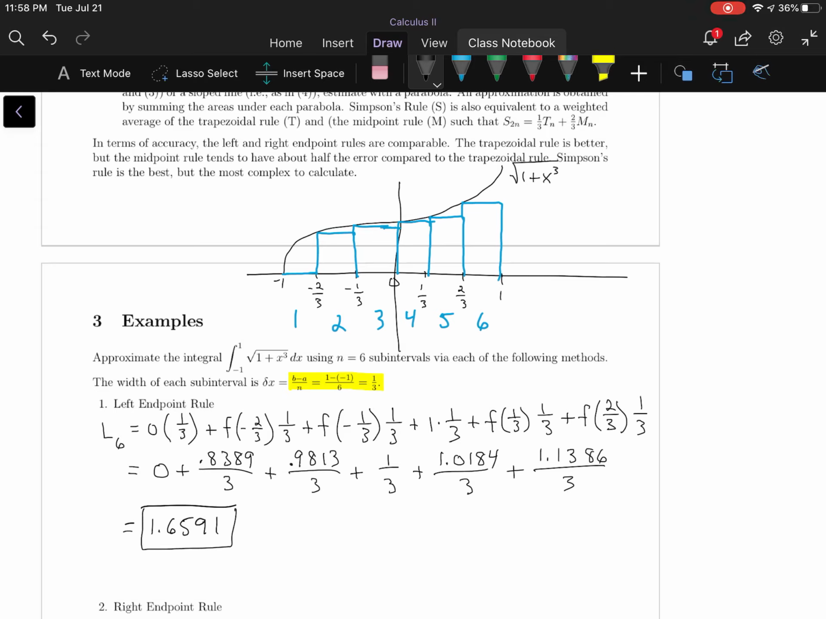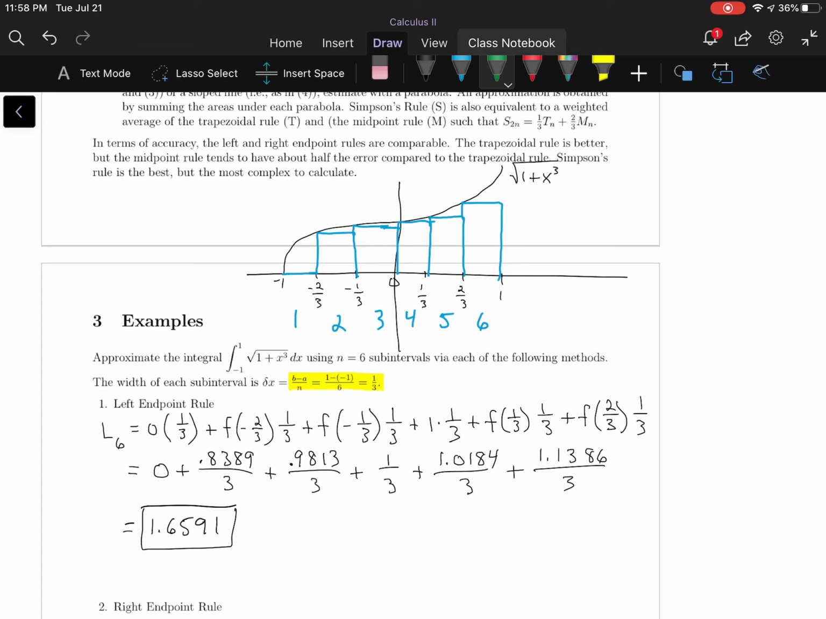And from our picture, we know that the area, the actual answer, is a little bigger than that. We don't know how much, we just know it's larger than this. So this is an under approximation of the true answer based on our sketch. Now the right endpoint rule has a similar idea, except now the right endpoints of the rectangles have to touch.